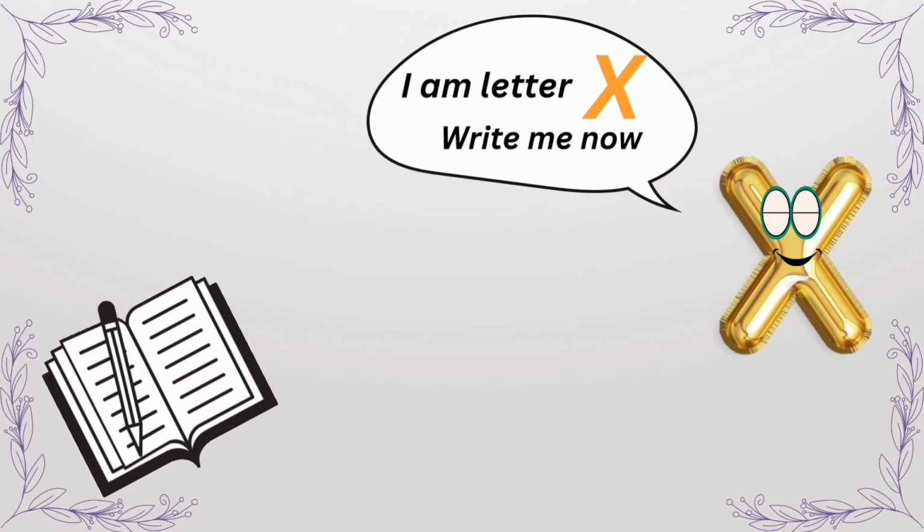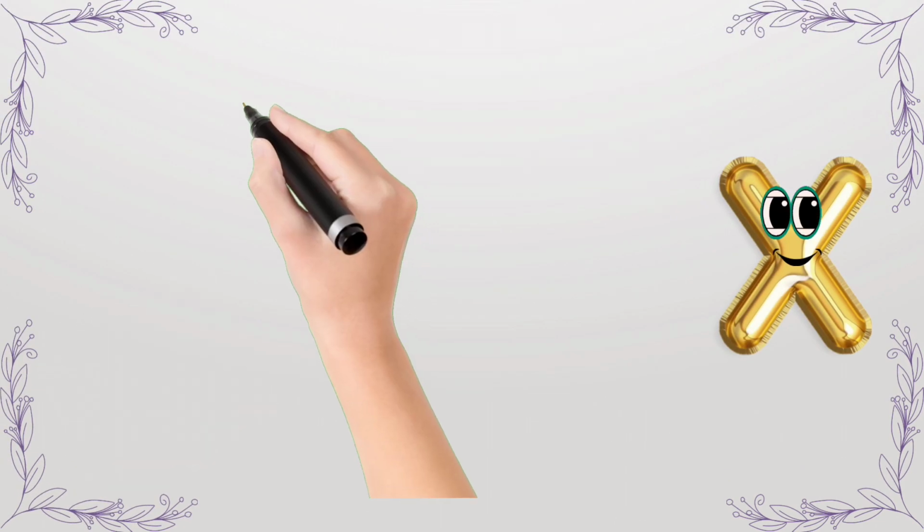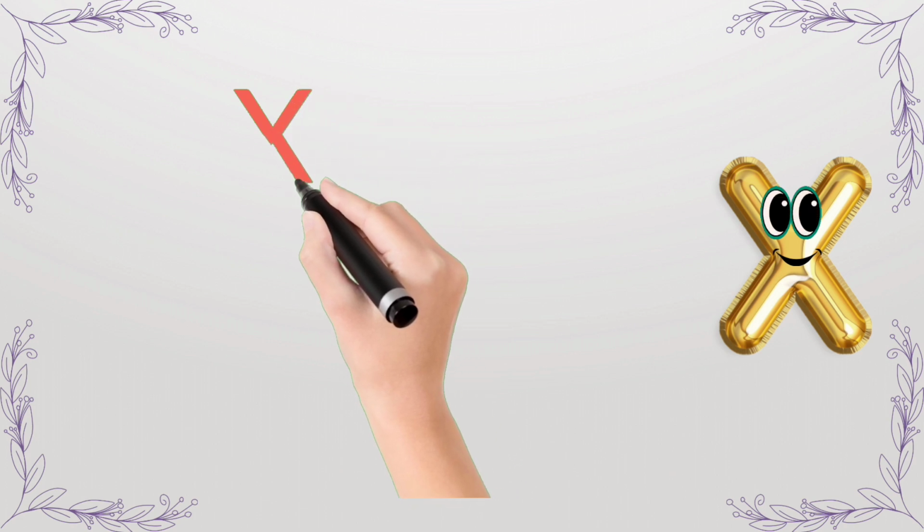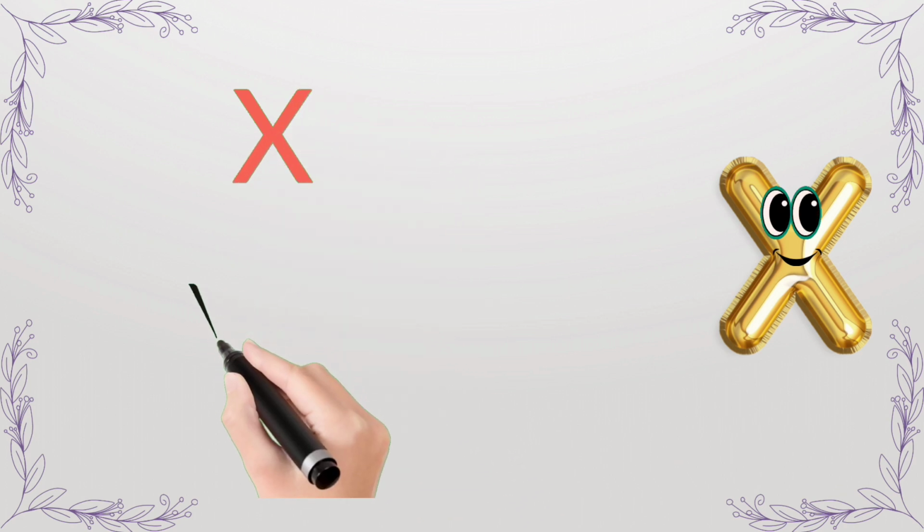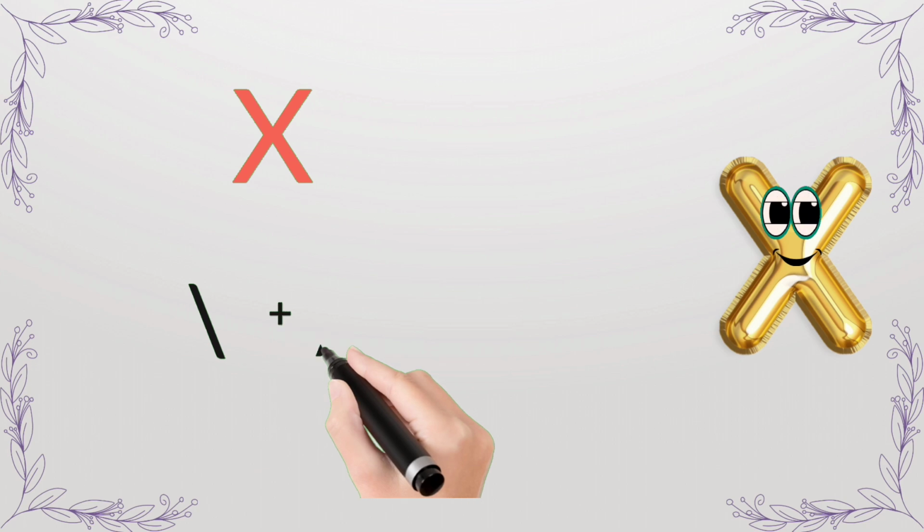I'm letter X. Write me now. Two slanted lines that cross in the middle. Say X 5 times and write X, X, X, X, X.